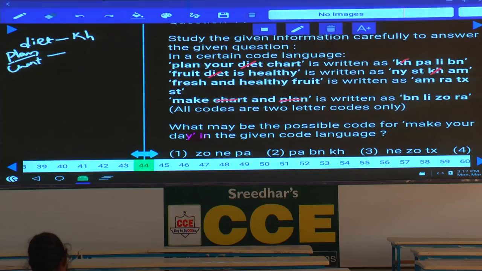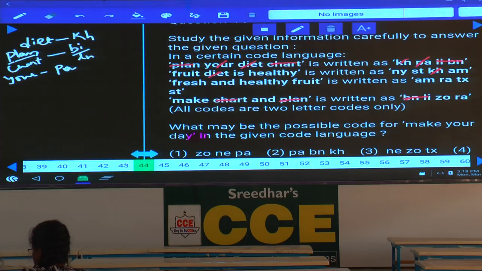Then tell me what are the codes which are common here, for plan and chart. Hence two codes which are common: LI, BN. It is also BN, LI, isn't it? Hence LI, BN are the two codes which are common. And what is the word left over here? Your is the word left over, and the code which is left over is PA. Hence the code to the word your is PA. Done with this? Your is PA.